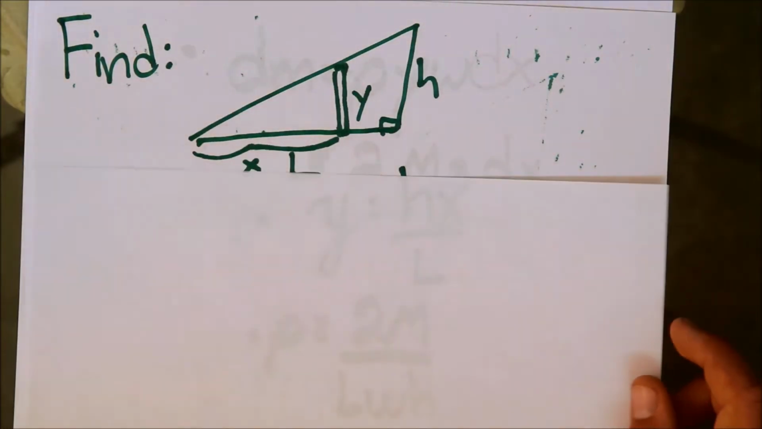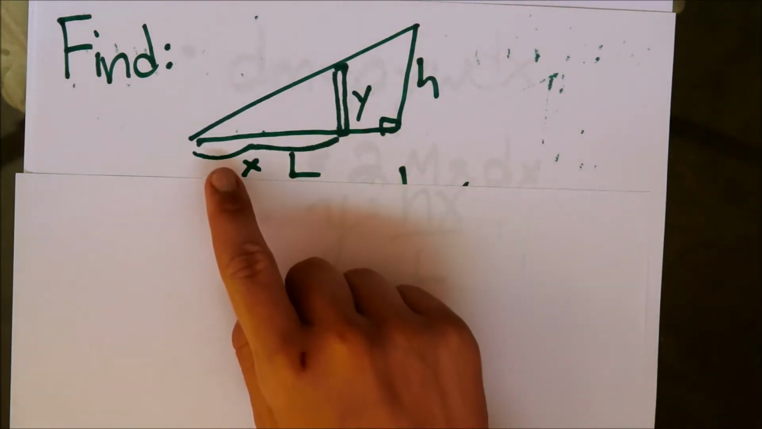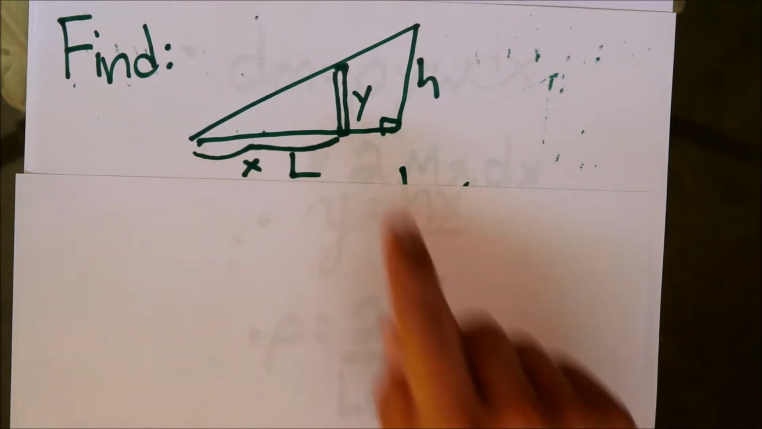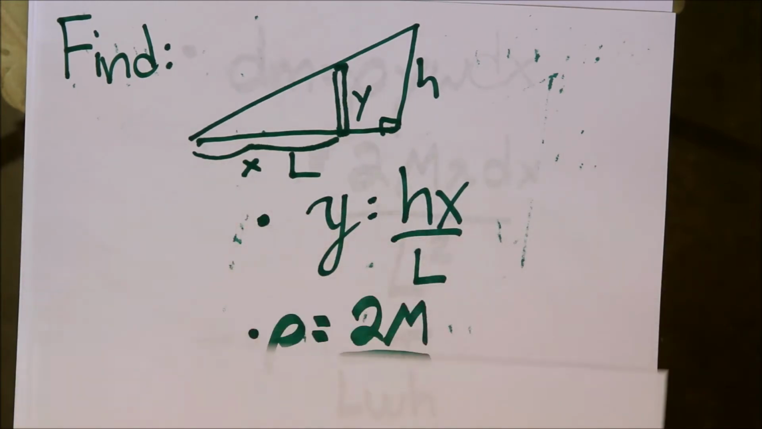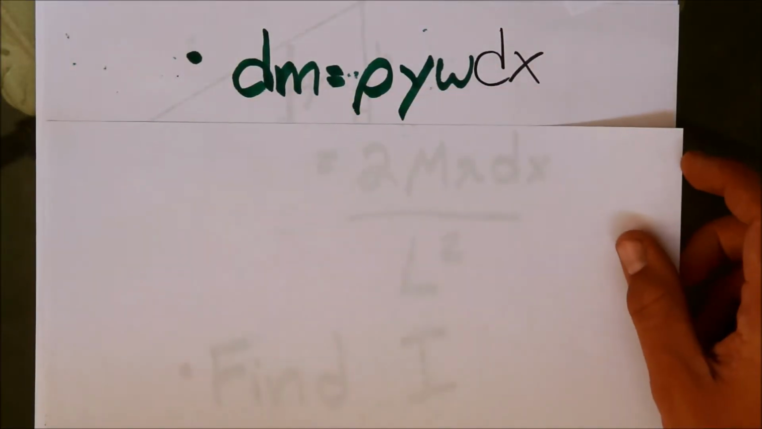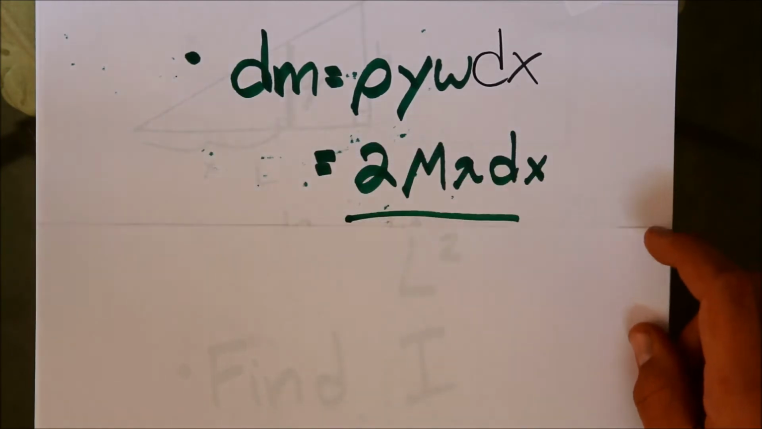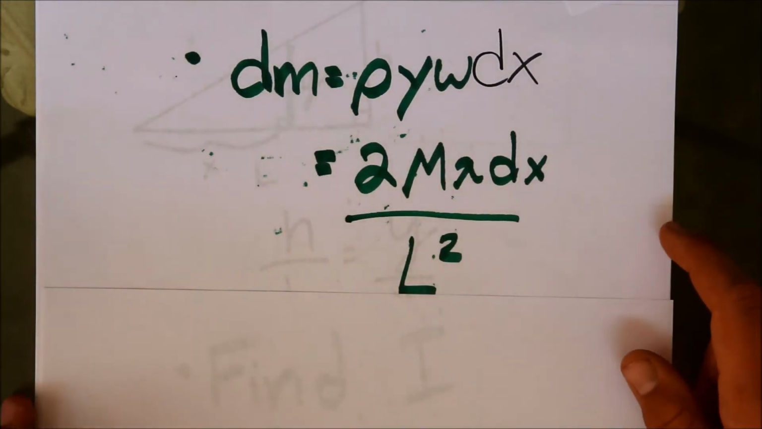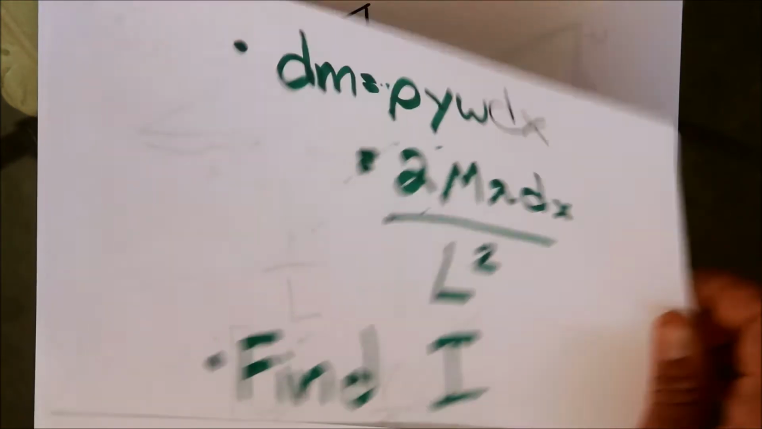Well, given our triangle, we imagine a ribbon of height y and distance from the point of the triangle of x. We need to prove that y is equal to hx over L, that the density of the material, ρ, is 2m over LHW, and that the mass of the ribbon is ρyw dx, which is equal to 2mx dx over L squared. And after all that, we're supposed to find the moment of inertia.